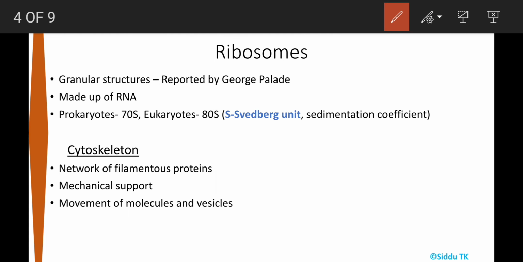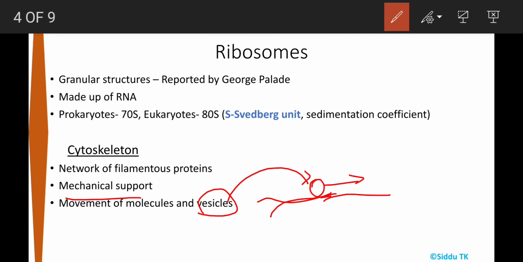Ribosomes are made up of two subunits. Here, S means Svedberg unit. Svedberg unit is nothing but the sedimentation coefficient. Inside the cell, there is a network of proteins that keep the cell in proper shape. These cytoskeleton proteins give mechanical support to the cell, and they also play a role in the movement of vesicles.